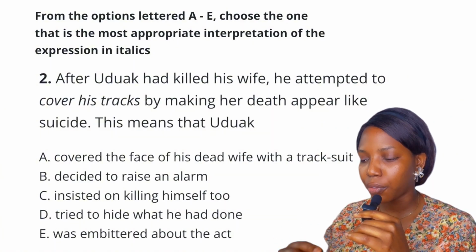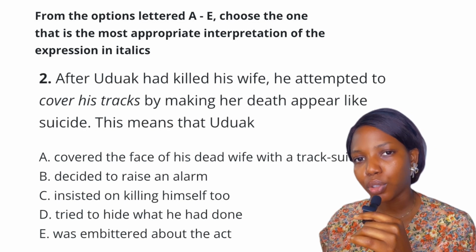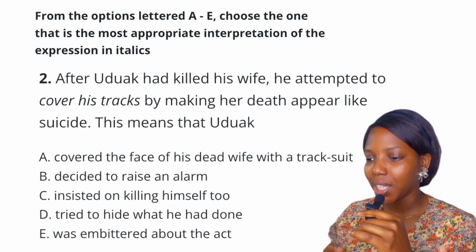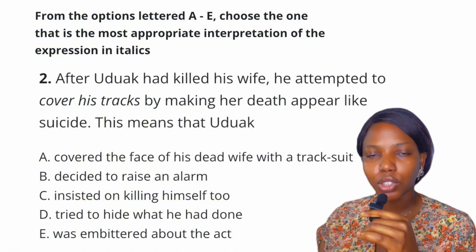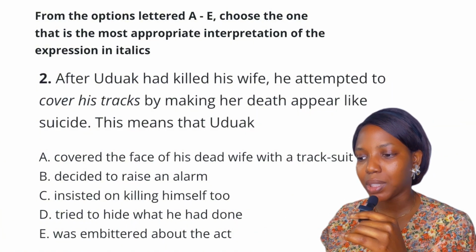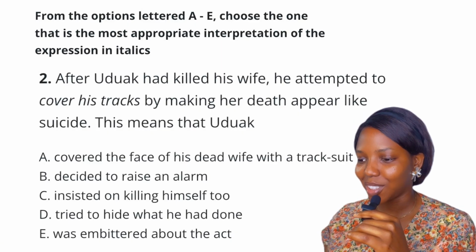Option A, cover the face of his dead wife with a tracksuit. This is a literal meaning. We are looking for a figurative, idiomatic meaning. Option B, decide to raise an alarm. This is the opposite of covering evidence. Option C, insisted on killing himself too. This did not happen in the context. It's not in the sentence.